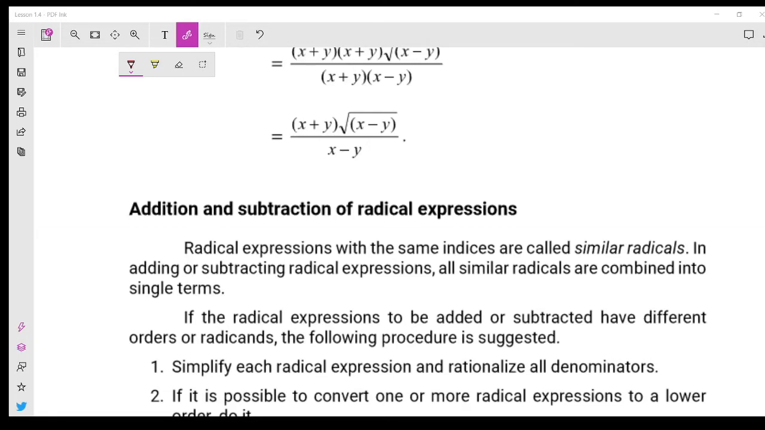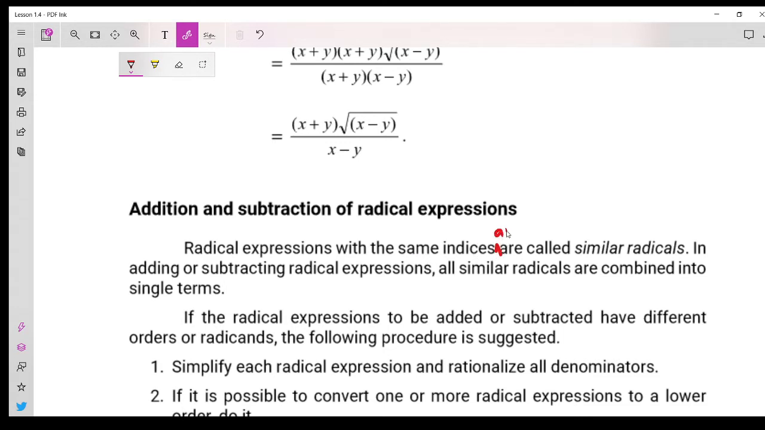Okay, so welcome to our last video presentation for lesson 1.4. We are now in addition and subtraction of radical expressions. So, radical expressions with the same indices, okay, let us make a correction in this class.